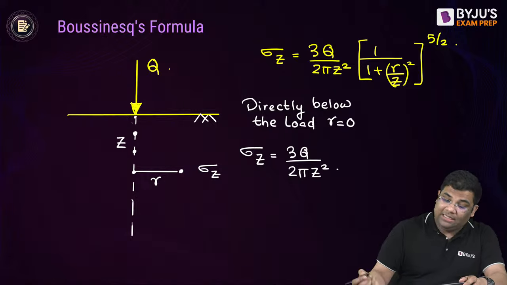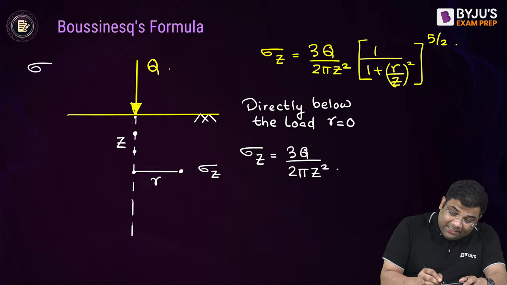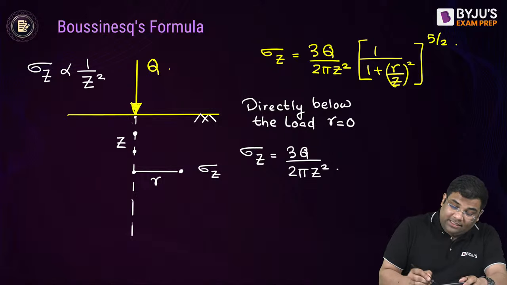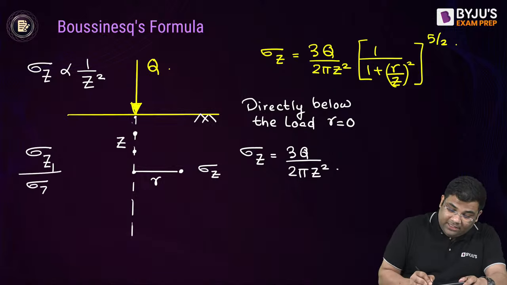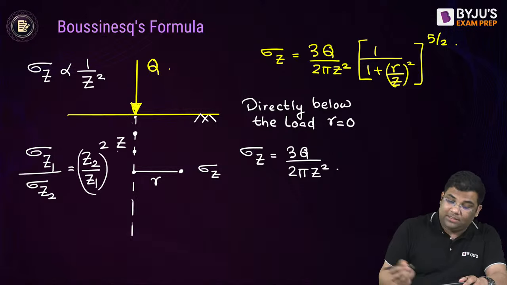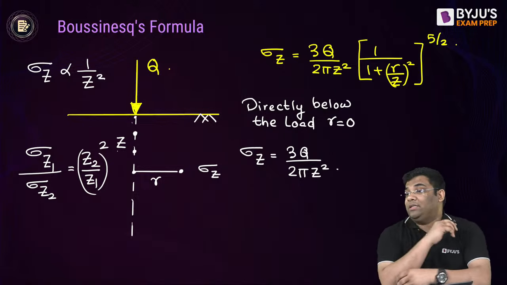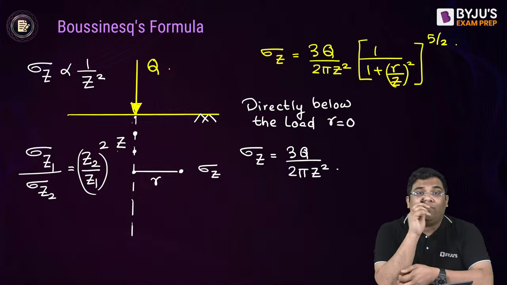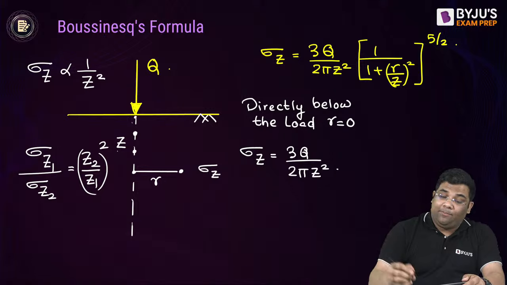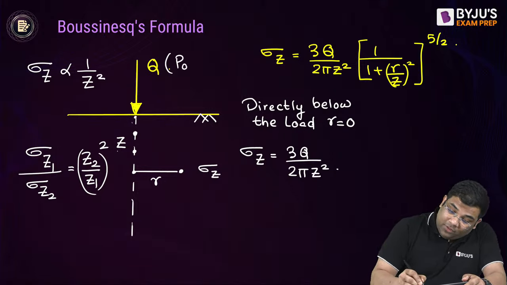Now you can see that here sigma Z is proportional to 1 by Z square. So if you are taking the stress at two points, suppose Z1 and Z2, the ratio will be (Z2 by Z1) whole square. These questions are asked a lot, therefore I revise them. This was the point load.